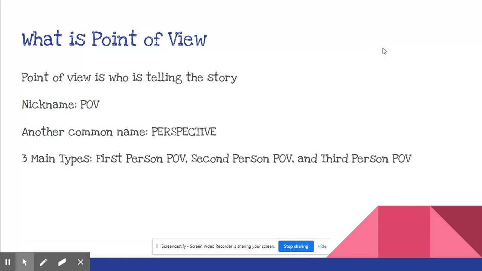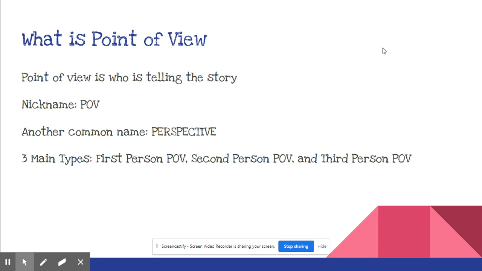And first thing, what is it? Point of view is who's telling the story. And a lot of times you'll hear it nicknamed as POV. Another common name, especially on the 8th grade test, they like to say perspective. So instead of saying the author's point of view in questions, they will say the author's perspective.